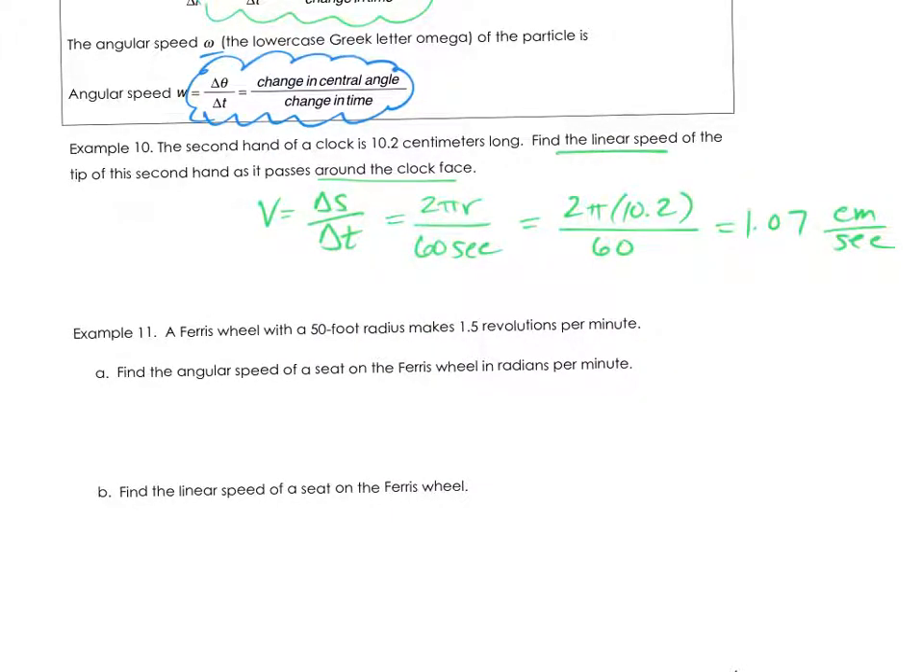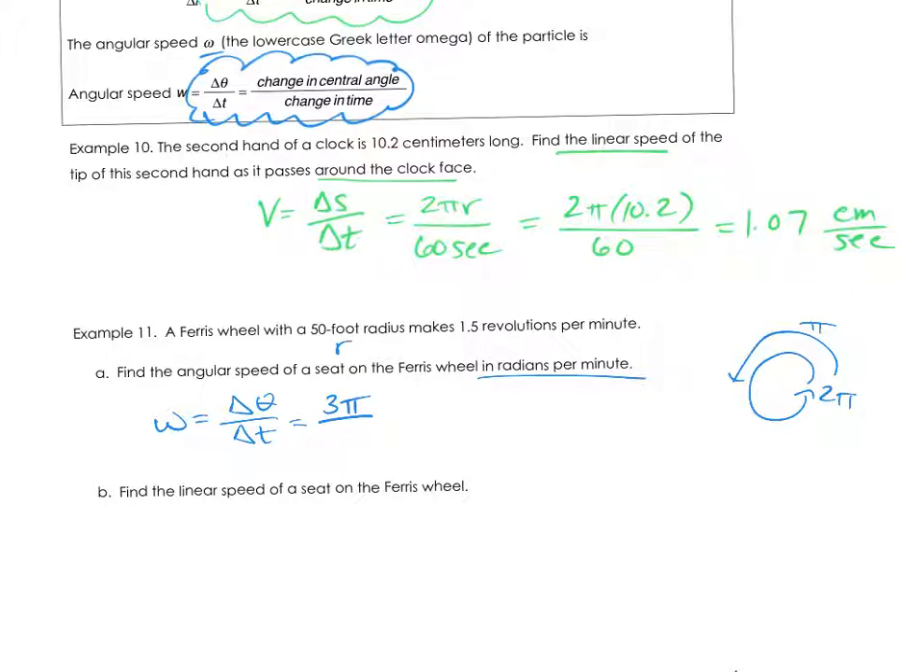In example 11, we're looking at a Ferris wheel with a 50-foot radius, and it makes 1.5 revolutions per minute. So now we're figuring out, we have omega, and we're going to want to find the angular speed in radians per minute. So we know that omega equals my change in angle over the change in time. So in this case, if I make 1.5 revolutions, that is 2 pi around once, and then halfway around again is another pi. So that is a total of 3 pi, and that is 1 minute.